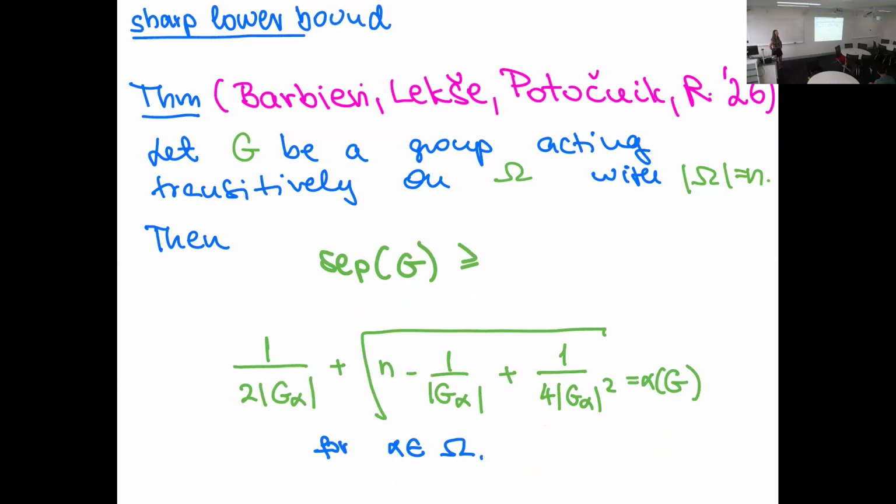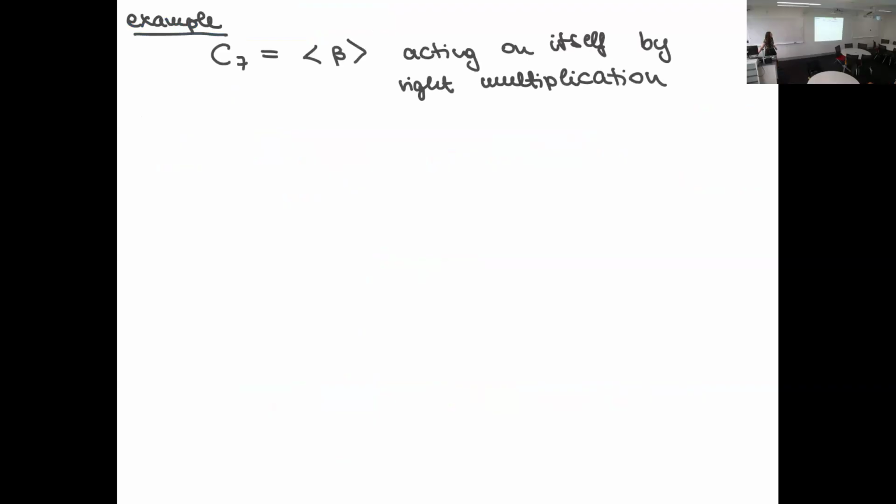Thankfully, we also have a sharp bound, which is 1 over 2 times the size of a point stabilizer, where the point stabilizer is just the elements of the group that send alpha to alpha. So it's 1 over 2 times the point stabilizer plus the square root of n minus 1 over the point stabilizer plus 1 over 4 point stabilizer squared. And this one is sharp. So I'm going to show you an example of this now.